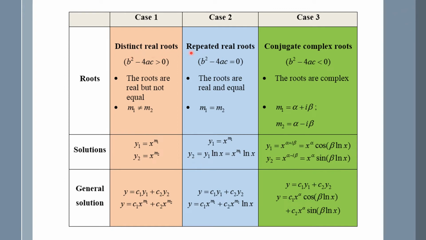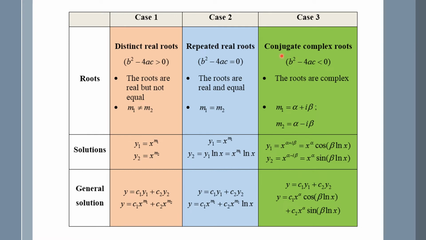For repeated real roots where m1 is equal to m2, y1 is equal to x to the power of m1, whereas to get y2, we need to multiply y1 by ln x. That means y2 is x to the m1 multiplied by ln x.